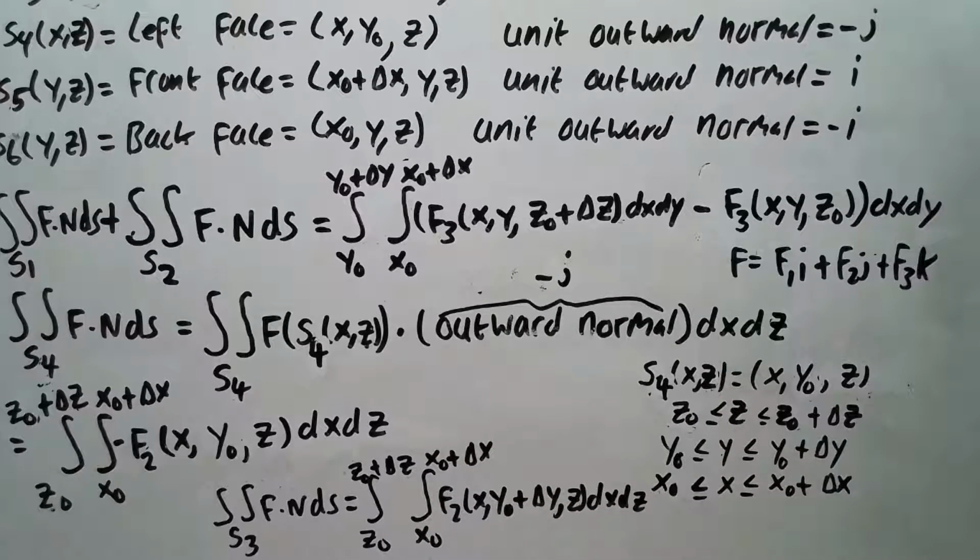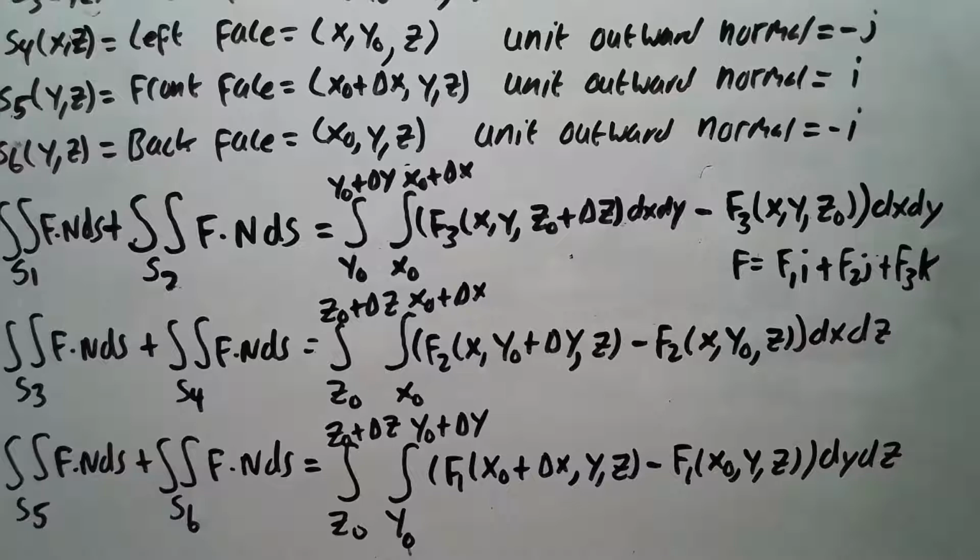So let's combine those, erase a few things, and combine those two. Summarizing, adding the S3 surface integral and the S4 one together, we can write a single integral. It'd be F2 at x, y0 plus delta y, comma z, minus the F2 guy here. And then I'll let you check using similar methods.